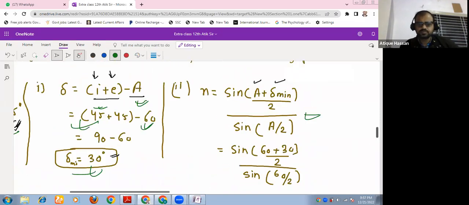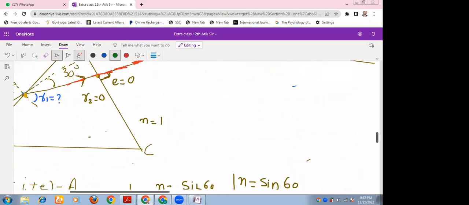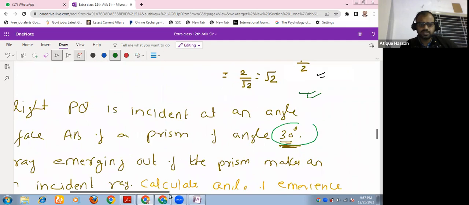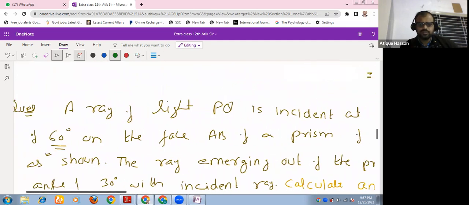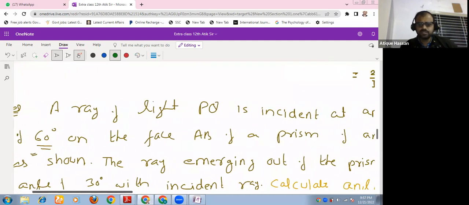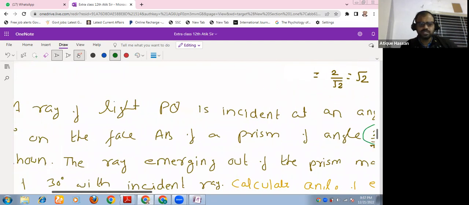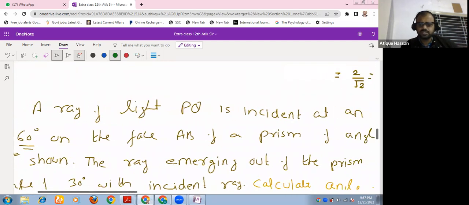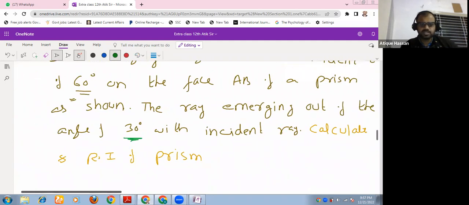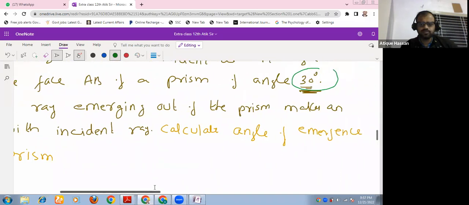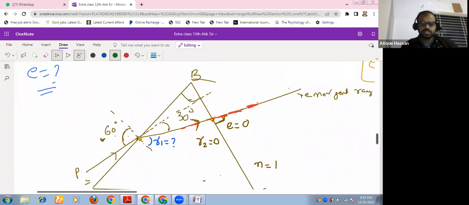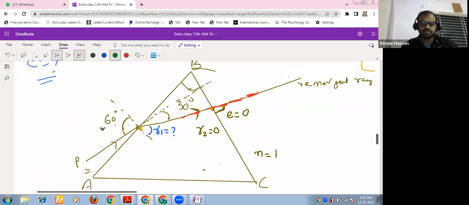So this is the last question. Let us see. A ray of light PQ is incident at an angle of 60 degree at the face AB of a prism of angle 30 degree, as shown in the figure. The deviation is given as 30 degree. Calculate the angle of emergence from the prism and the refractive index of the prism.